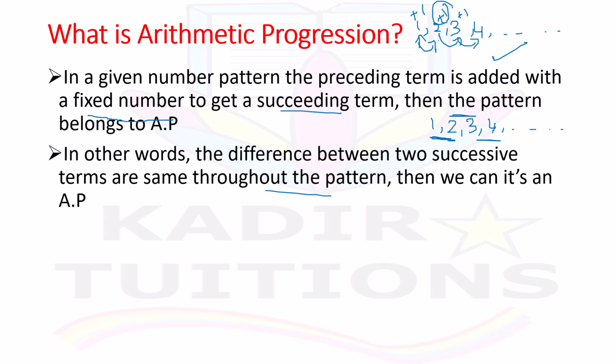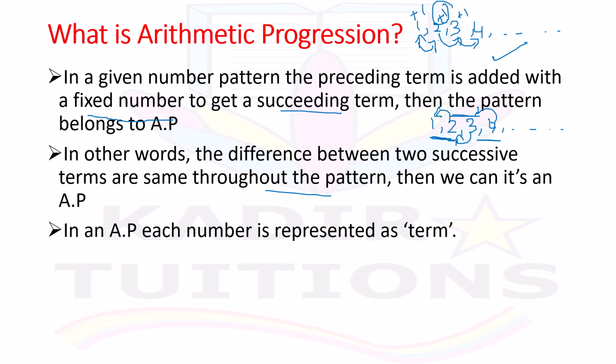But when you are finding the difference, you need to find the successive minus preceding. Like 2 minus 1 you need to find, and 3 minus 2 we need to find, and 4 minus 3 we need to find. Then if all the differences are the same, we can say it's an AP.